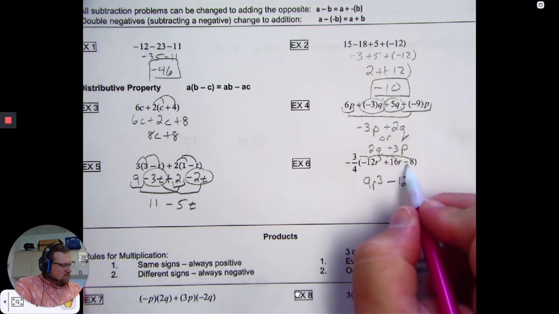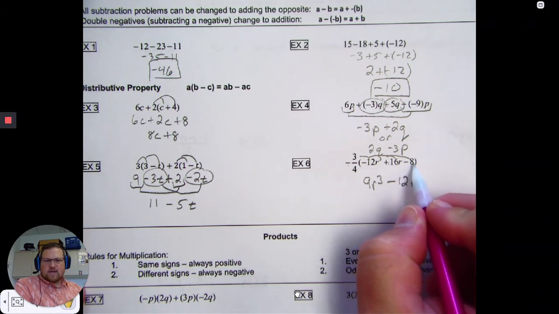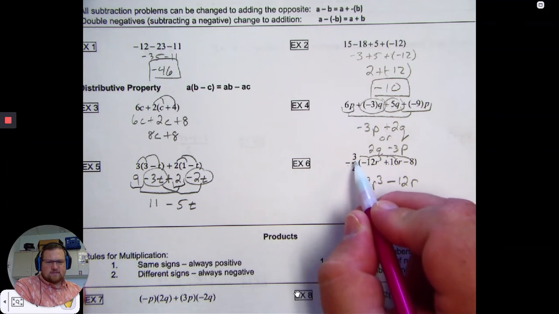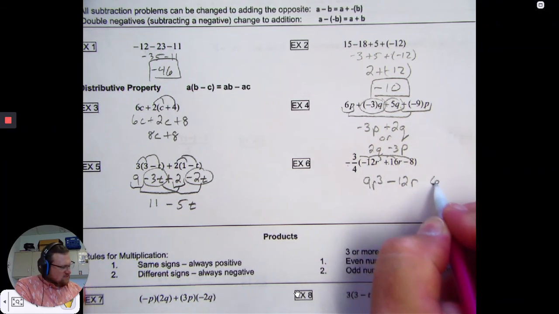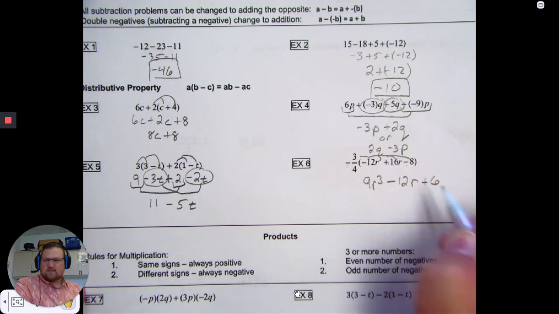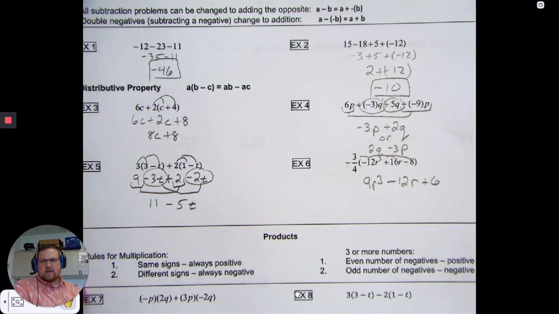And then we have this minus 8 here. So we have 8 divided by 4 is 2. 2 times 3 is 6. But here we have a negative and a negative, which makes for a positive, because we talked about, right, two negatives make a positive.